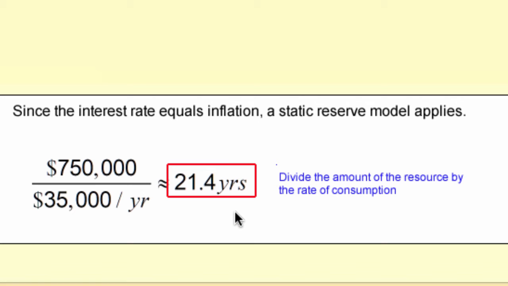So if you spend $35,000 per year, how long will your savings last? So you divide $750,000 by $35,000 and you get 21.4 years. So that's a static consumption model.